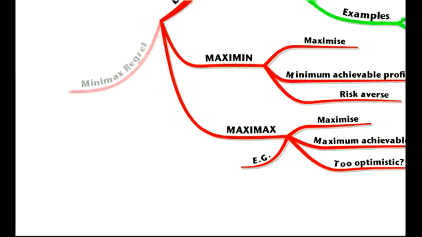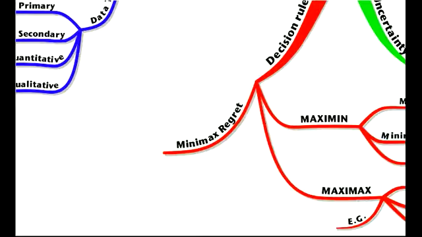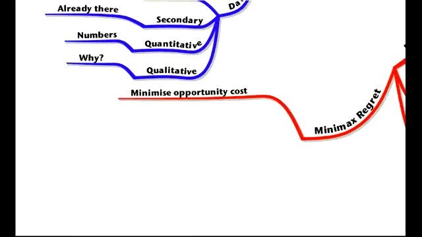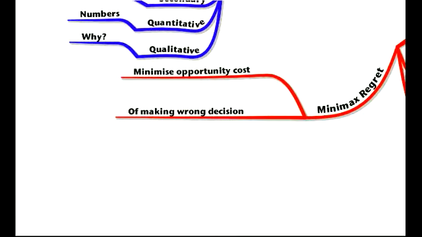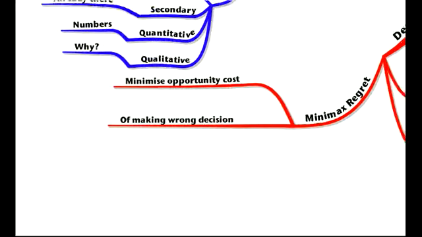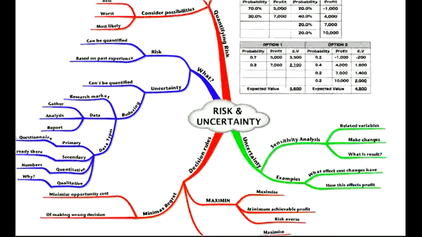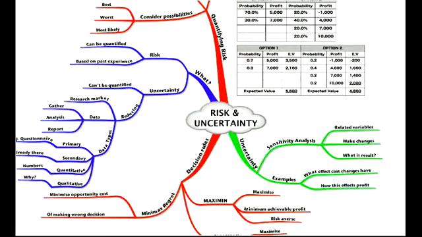The last one we looked at was our minimax regret. What it was doing was minimizing the opportunity cost of making the wrong decision. So look at the opportunity cost of making each decision and try to minimize that. And we did our example of that in class. So that was our session on risk and uncertainty.